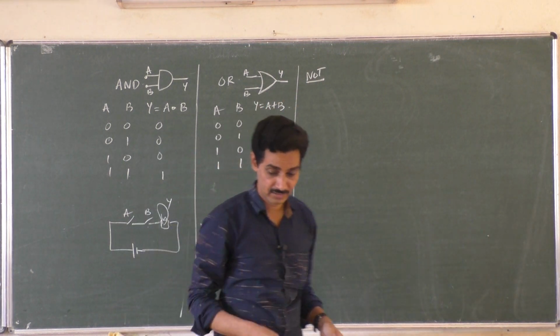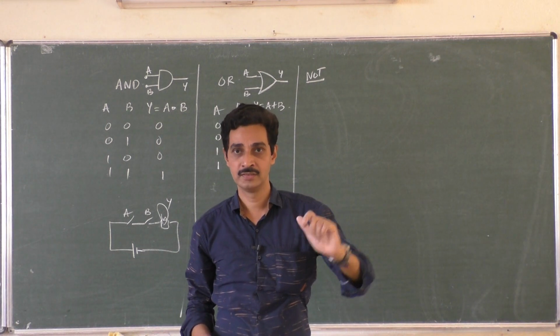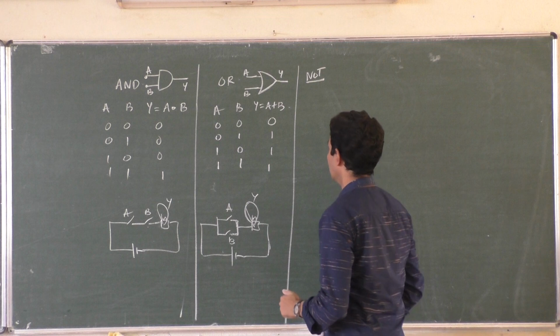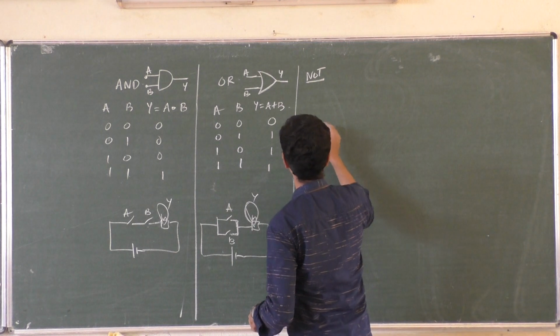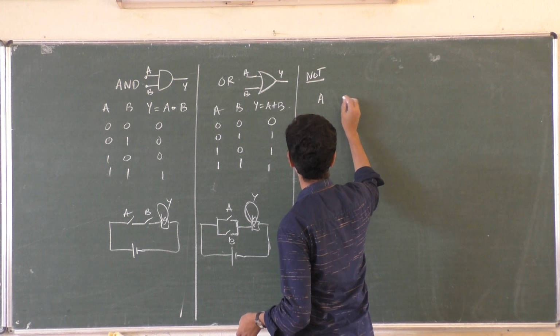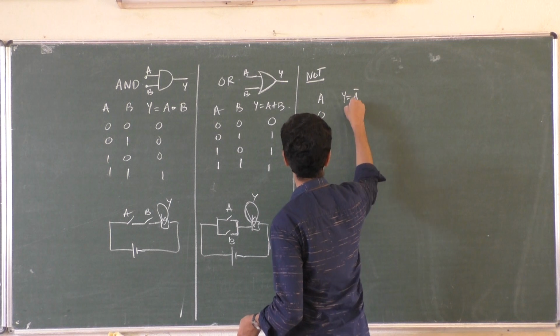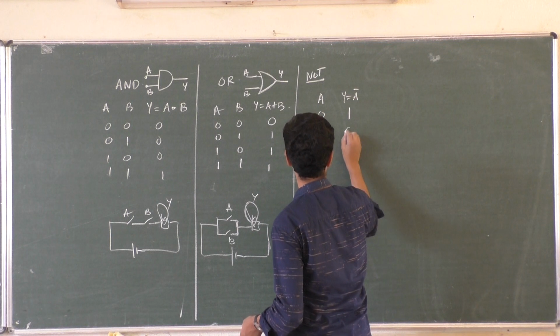What about NOT? The symbol is very similar to a diode, but with a bubble and without a line. What is NOT gate? Output which is not the input. So only one input, only one output, A and Y. Y is called A bar. If input is 0, output is 1. If input is 1, output is 0.